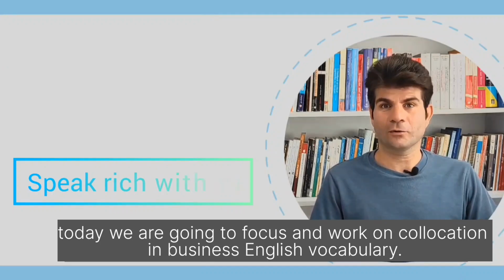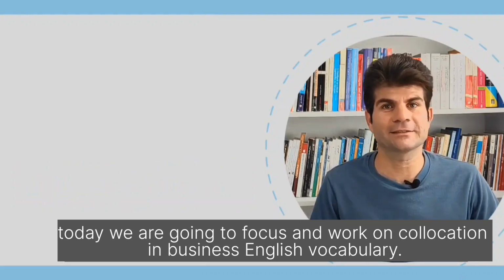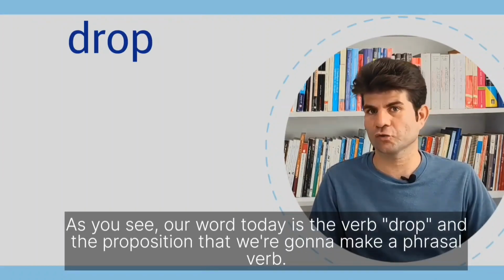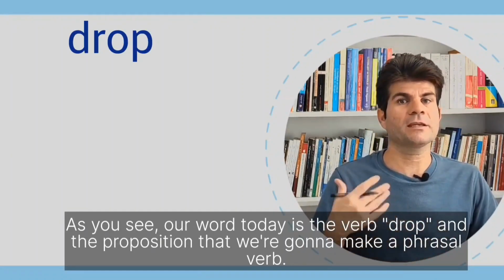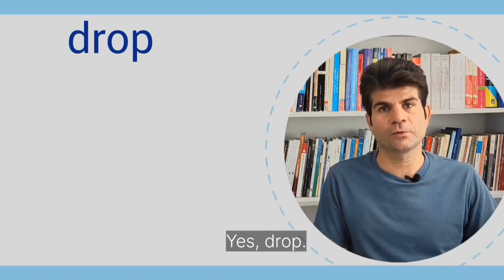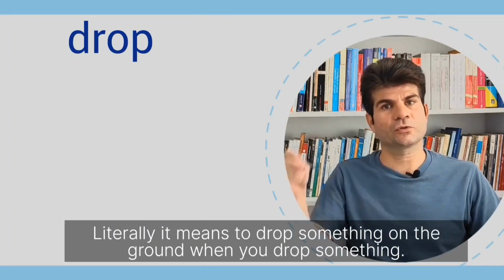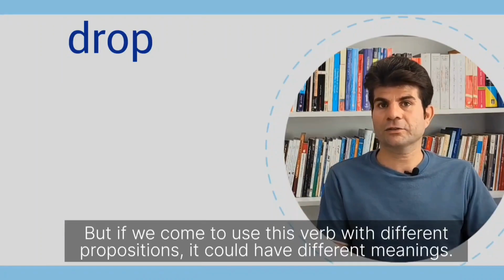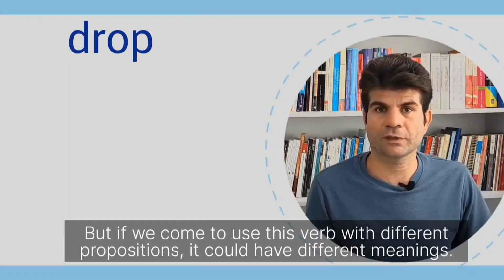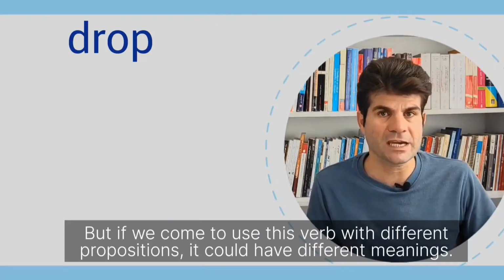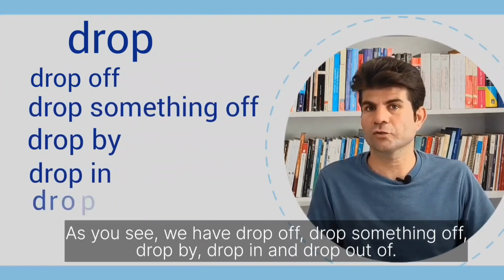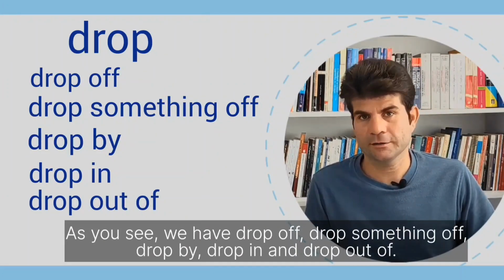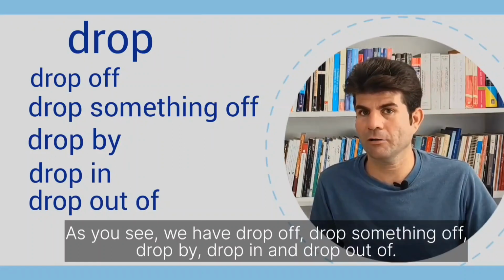Today we're going to focus on collocation in business English vocabulary. As you see, our word today is the verb drop, and the prepositions that we're going to use to make phrasal verbs. Literally, it means to drop something on the ground. But if we use this verb with different prepositions, it can have different meanings. As you see, we have drop off, drop something off, drop by, drop in, and drop out of.